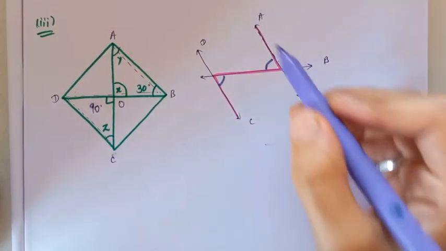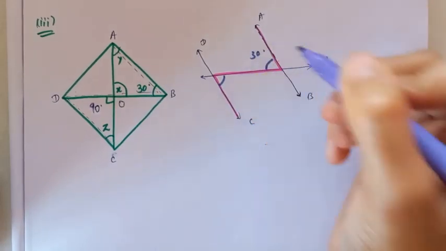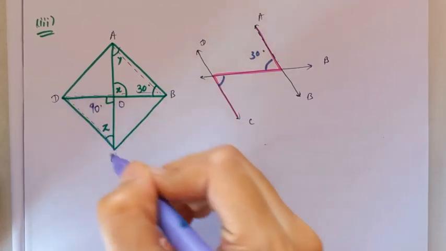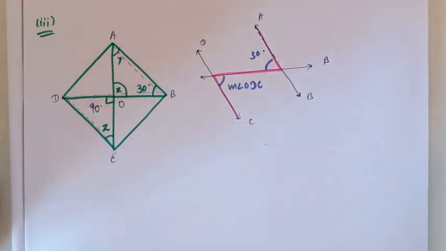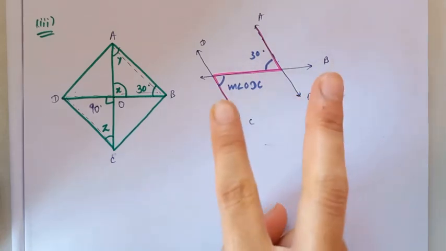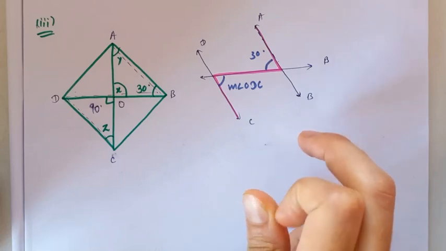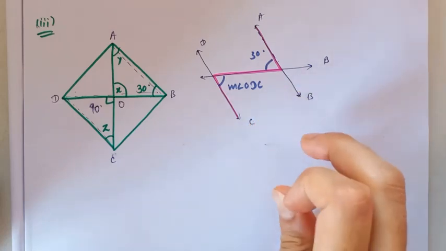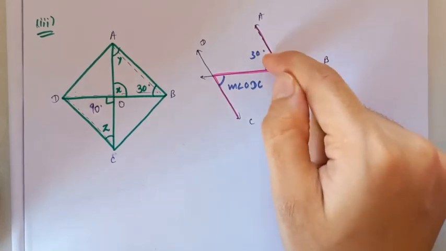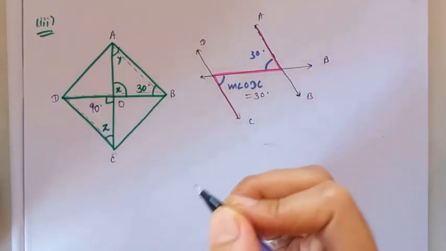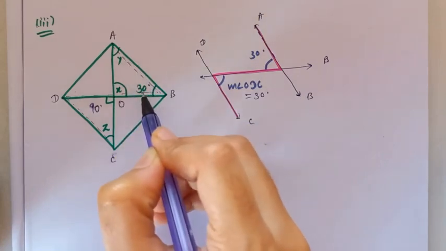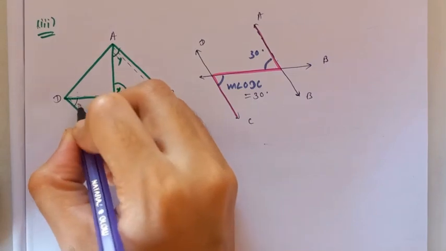Here one inner corner is 30 degrees and the other is ODC, measure ODC. So what does the Z rule say? The Z rule says that if one line is crossing two parallel lines, then the inner corners of the Z are equal. If one is 30 degrees, then the other is also 30 degrees. So the measure of ODC is also 30 degrees.